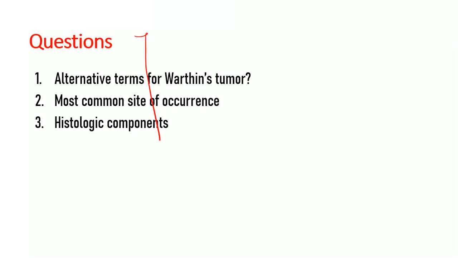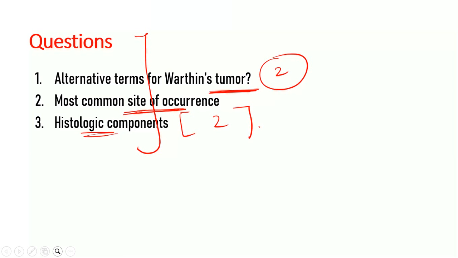So finally, let's conclude with three questions for you. Name two other names for Warthin's tumor. Tell me the most common site of occurrence and the two histological components that you see in Warthin's tumor.